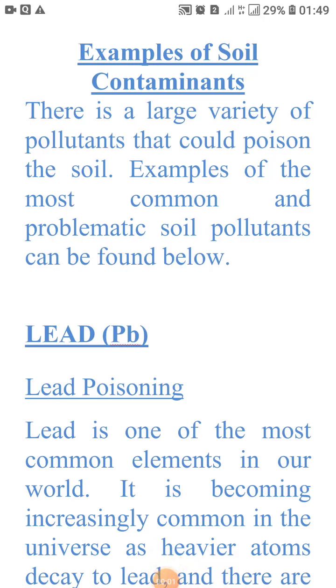Examples of soil contaminants. There is a large variety of pollutants that could poison the soil. Now, examples of the most common and problematic soil pollutants can be found below. First is lead. That means it results in lead poisoning.